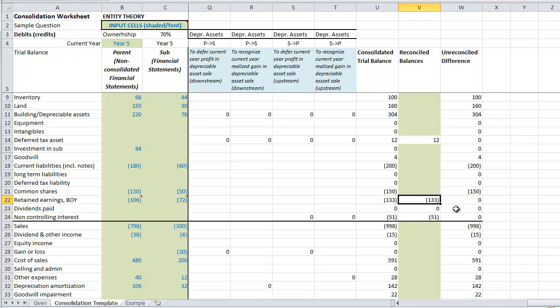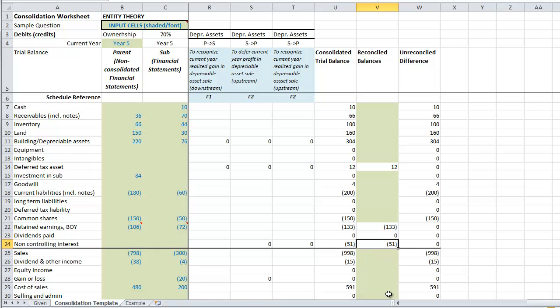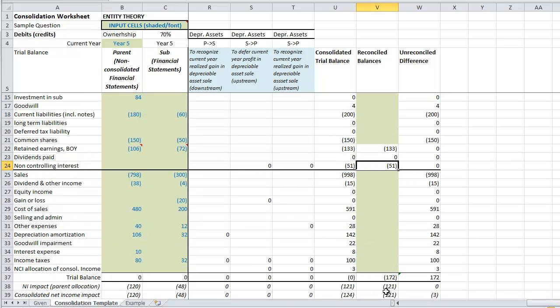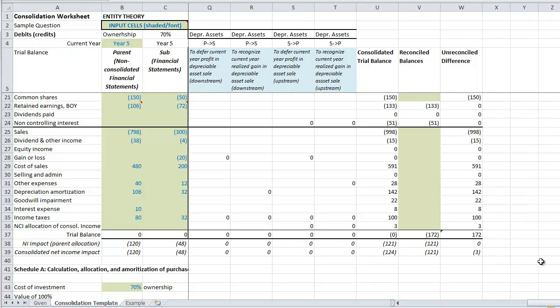$133,000. That can be reconciled in Schedule I at the bottom. And here we are down in Schedule I, and we can see the $133,000 consolidated retained earnings. And keep in mind, this is at the beginning of the year. And then we have our minority interest, which is also reconciled separately down below, and you can see that that agrees, giving us a total consolidated net income of $124,000, of which $3,000 belongs to the non-controlling interest, and $121,000 would be allocated to the common shares of the parent corporation. So as you can see, everything basically reconciles and our consolidation is complete.